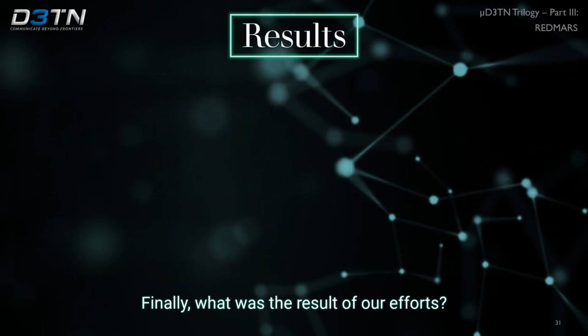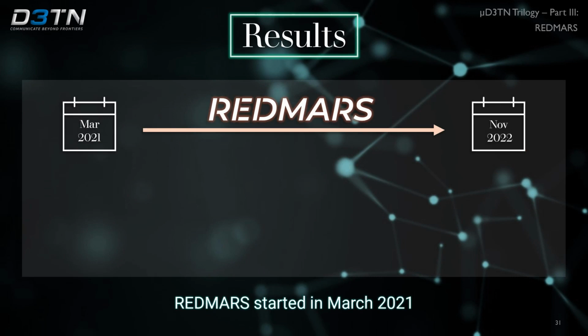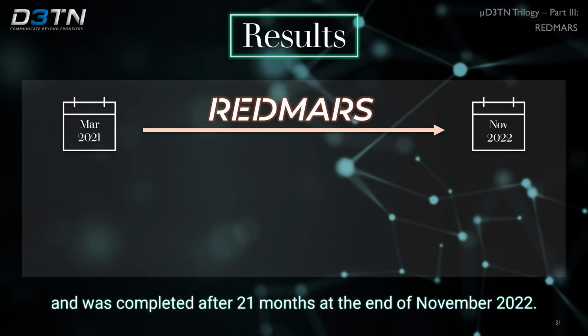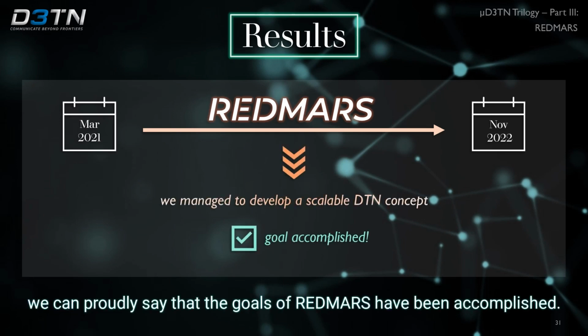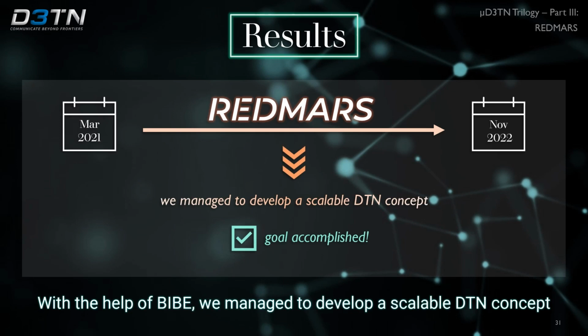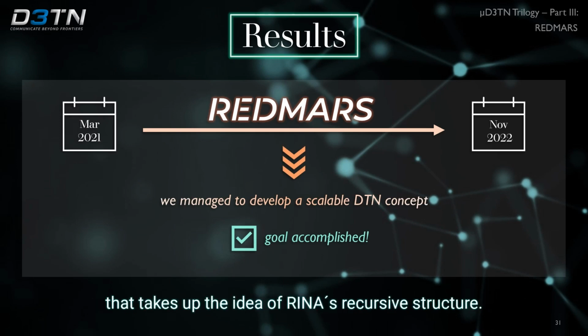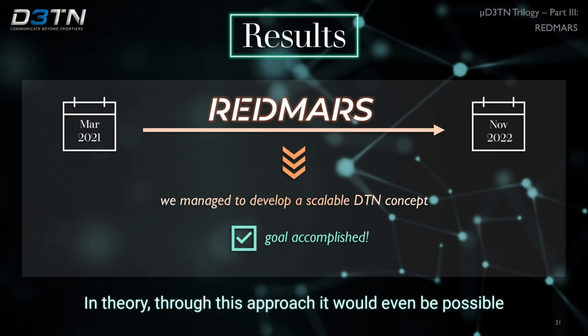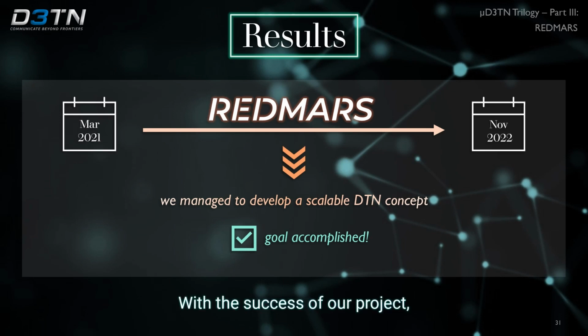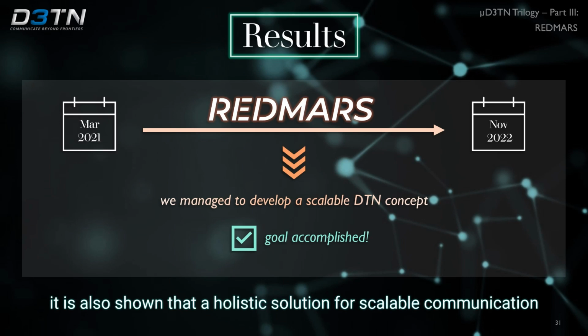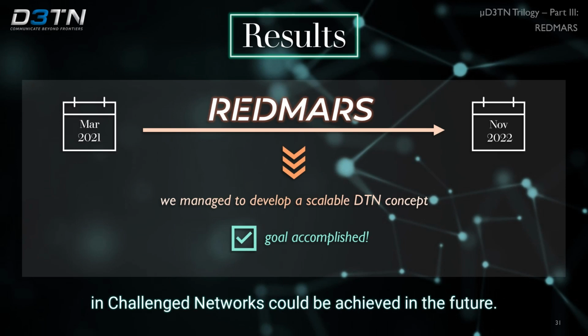Finally, what was the result of our efforts? REDMARS started in March 2021 and was completed after 21 months at the end of November 2022. Fortunately, we can proudly say that the goals of REDMARS have been accomplished. With the help of BIBE, we managed to develop a scalable DTN concept that takes up the idea of RINA's recursive structure. In theory, through this approach, it would even be possible to create networks spanning the entire galaxy. With the success of our project, it is also shown that a holistic solution for scalable communication in challenged networks could be achieved in the future.